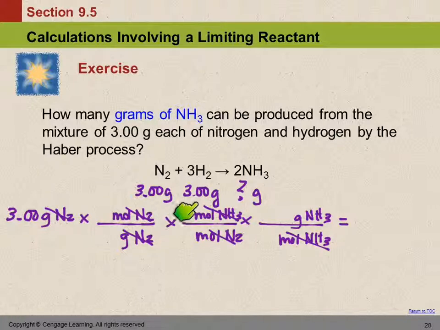Let's do the middle one first. How many moles of ammonia? 2, right? This is from the equation. 2 moles of ammonia to how many moles of nitrogen? 1. 2 to 1. So now, the first one with the nitrogen, actually I need space over there.